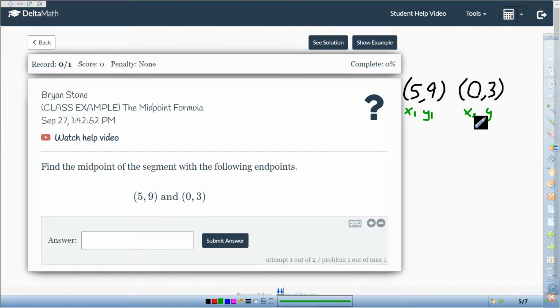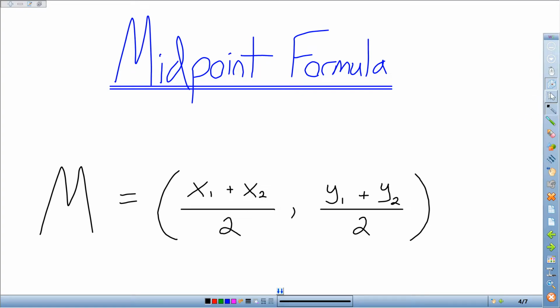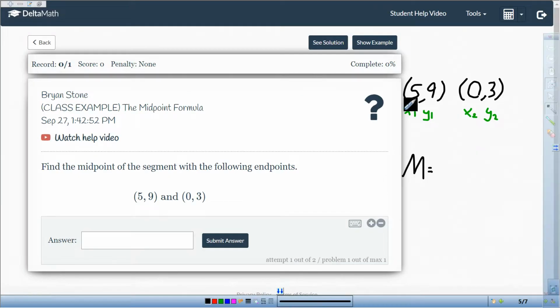Here's my second x and my second y. All right, cool. Now we can find our midpoint. Just a quick reminder, x1 plus x2 over 2 is the first thing we do. So x1 is a 5 plus x2, 0 over 2, comma, doing the same thing with my y's, y1 plus y2 over 2.